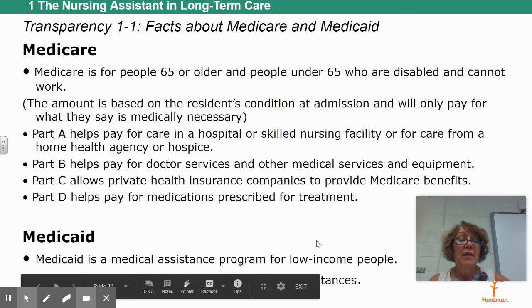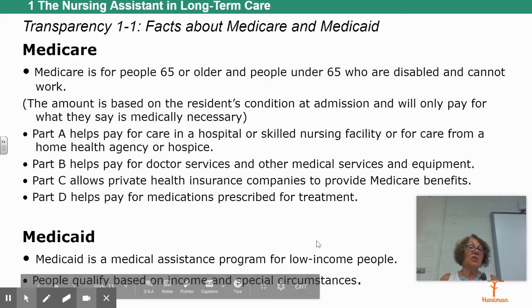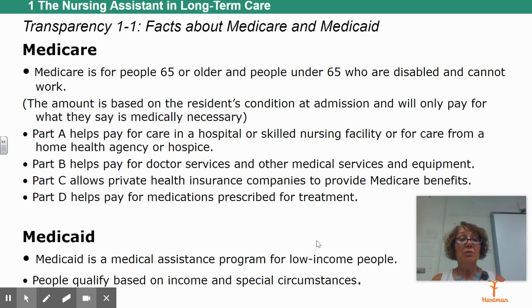Medicare and Medicaid. What is Medicare and Medicaid? So a couple of things there. You can read through the slide, but what I want you to remember about Medicare and Medicaid is Medicare is for people of 65 years and older, or if they are disabled and cannot work. 65 years or older, disabled, and cannot work.